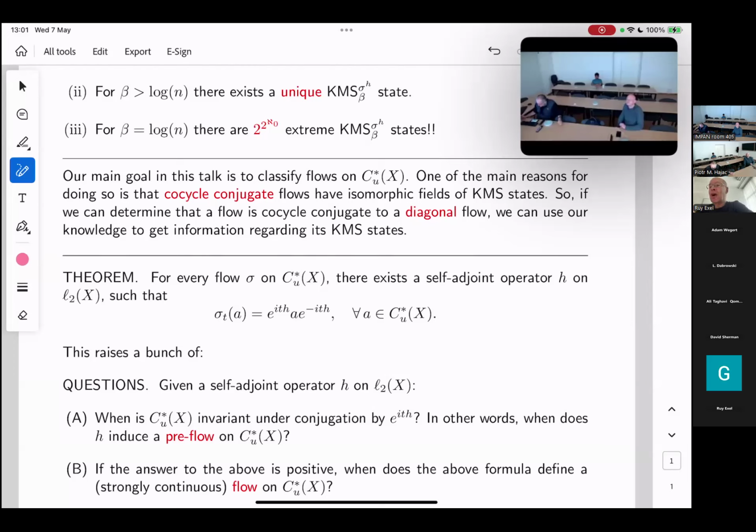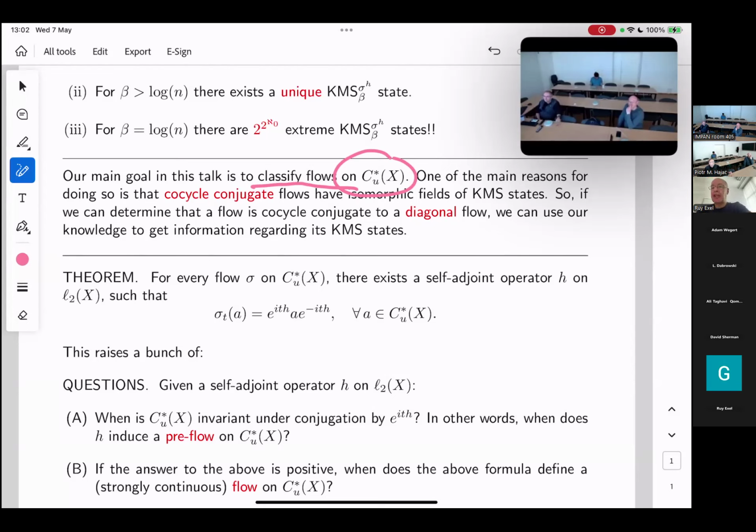Exactly. So our goal is to classify flows. The question is, what are all flows on our system? That's the bold question that I'm asking. Tell me what are all flows on this algebra.